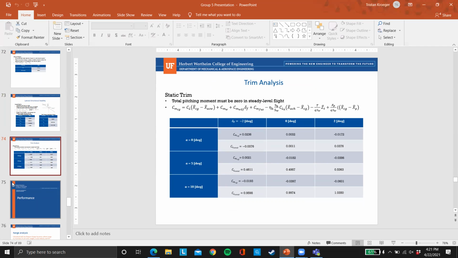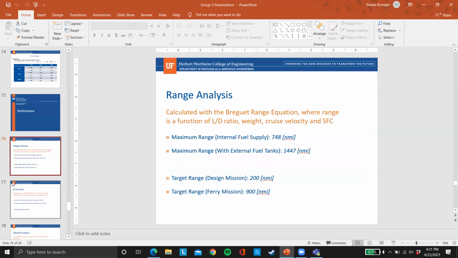And also for the performance analysis, the range and endurance and everything, you have the internal fuel supply with external fuel tanks. So does your design include external fuel tanks or not? I mean your actual design when you design the fuel tank. Well, we have an internal fuel tank. The external fuel tank is just an auxiliary fuel tank we will load underneath the wing instead of a weapon.